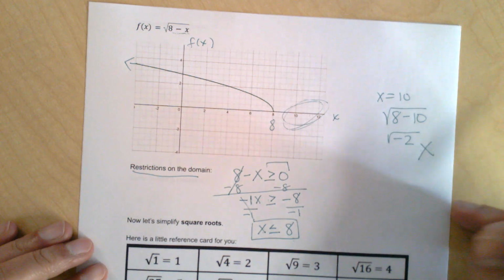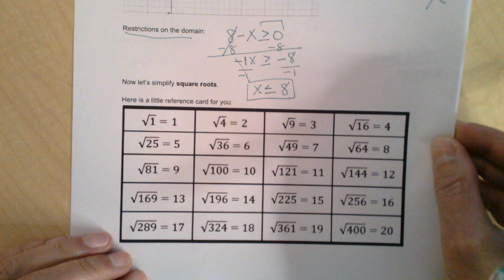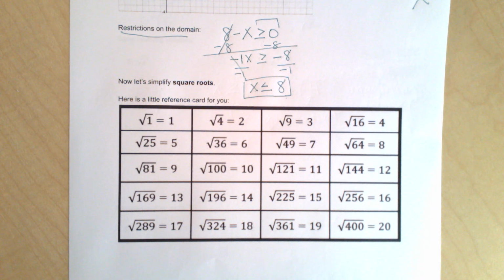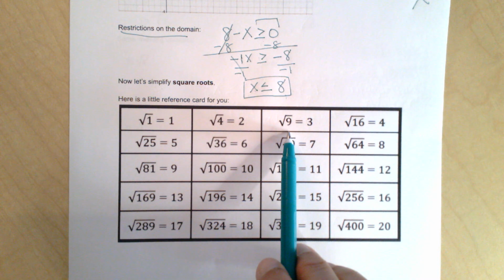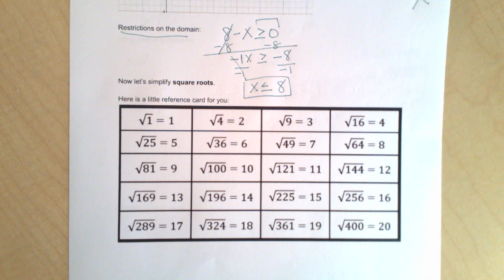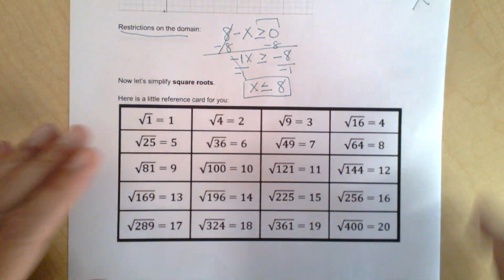Okay, now we're going to be simplifying square roots. So we took care of graphs, let's simplify. I have a little table here for you. This is really handy if you want to take a picture with your phone. It's all of the perfect squares. So square root of 1 is 1, square root of 4 is 2, square root of 9 is 3. Perfect squares, meaning we're not going to come out with any decimals. And I went all the way to 20. So this is helpful when we start to simplify.